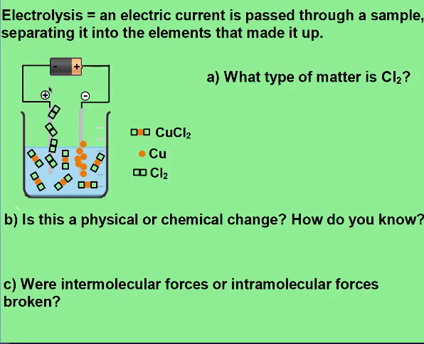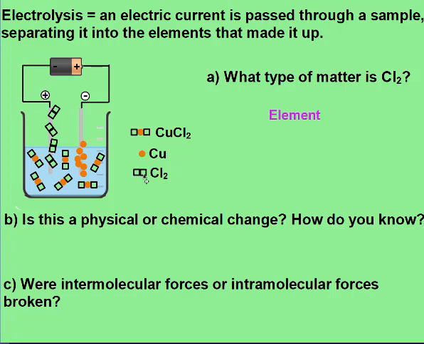So what type of matter is chlorine? So this one here, go ahead and pause the video. And again, we're looking for element, compound, homogeneous, or heterogeneous mixture. So chlorine is an element. It's made up of one type of atom.